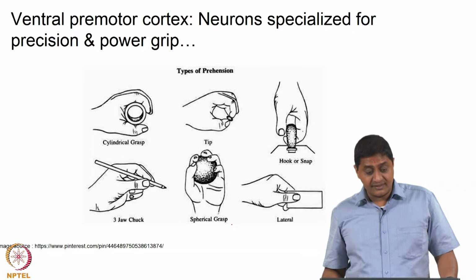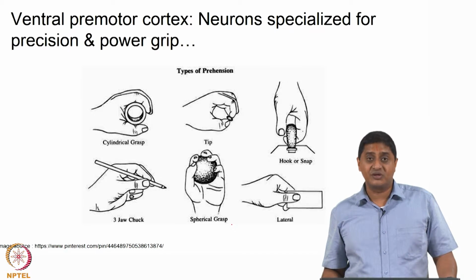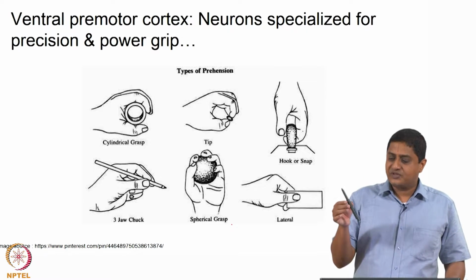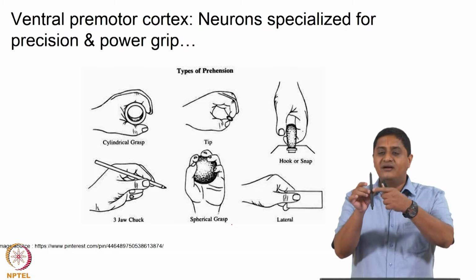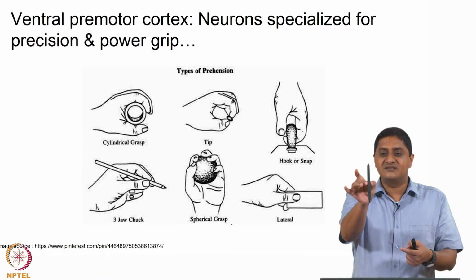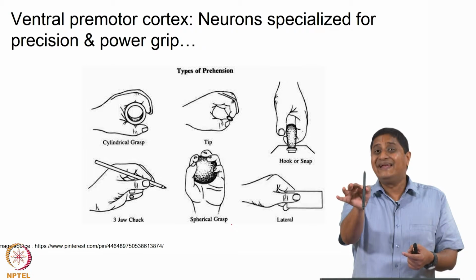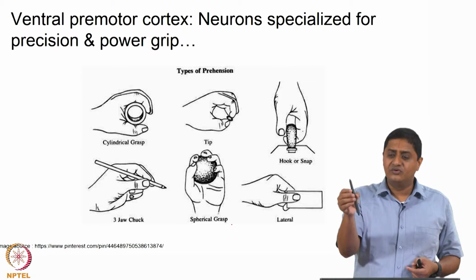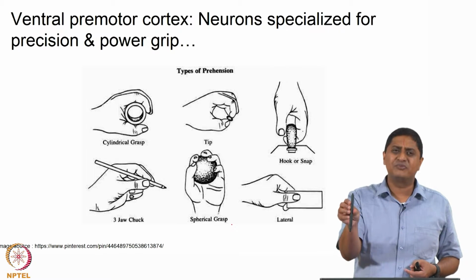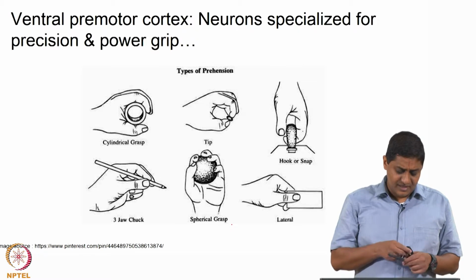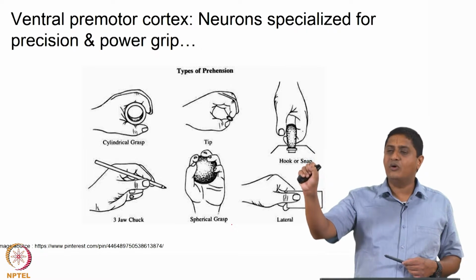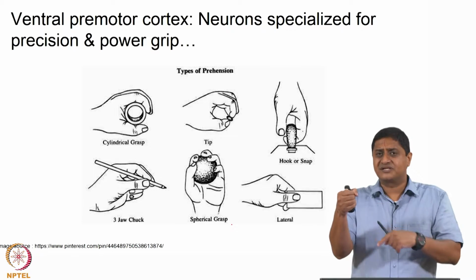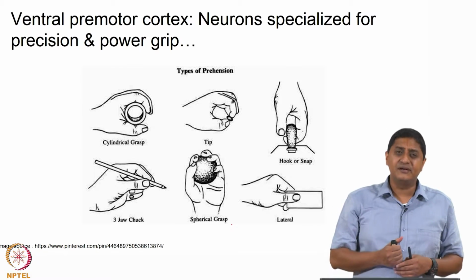Another thing to note is that there are neurons that are specialized for precision and power grip. Let us define this very briefly. Precision grip is when you grip an object between the thumb and a fingertip, for example, between the thumb and the middle finger, or between the thumb and the index finger. This is called precision grip or pinch grip. When I use multiple fingers, it is also called prismatic precision grip. Suppose I am grasping this object like this, surrounding my palm over this object in a cylindrical shape. This is also called cylindrical grip or power grip.